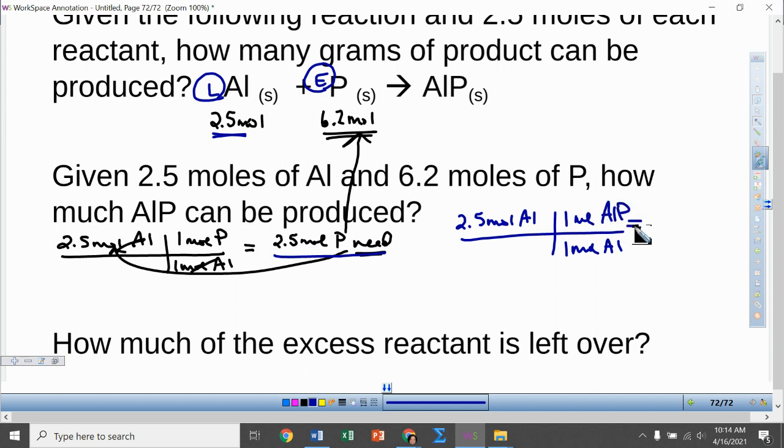And find out how much product. And I can make 2.5 moles of aluminum phosphide. And of course, I can always get that back to grams. What does 1 mole of aluminum phosphide weigh, and convert that to grams.